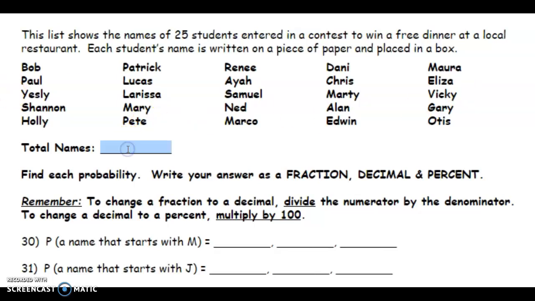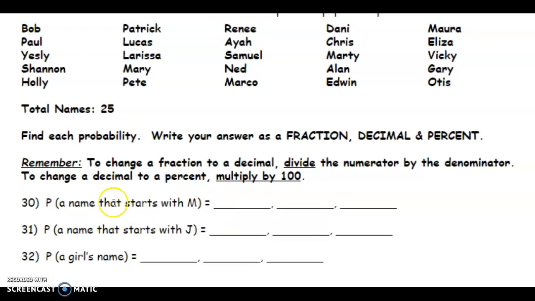The total number of names, as it says on the problem, is 25. So some of these points were just for you to get, like free credit, kind of. Now, find each probability. Write it as a fraction, decimal, and percent. So you're going to only find one probability. It's just represented in three different ways.